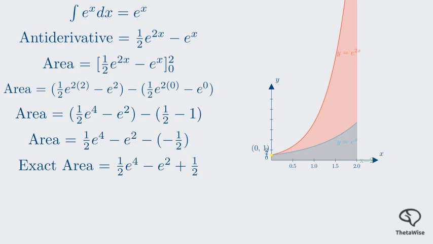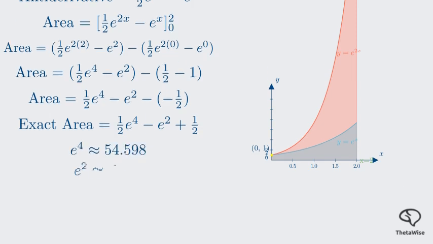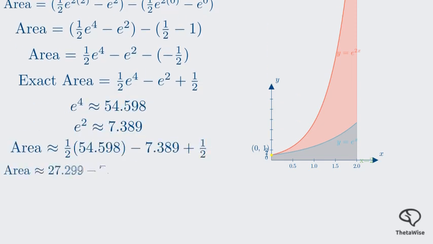Let's calculate the numerical value, rounded to 3 decimal places. E to the 4th is about 54.6. E squared is about 7.389. Half of 54.6 is 27.3. So we have 27.3 minus 7.389 plus 0.5, which gives us an area of approximately 2411 square units.